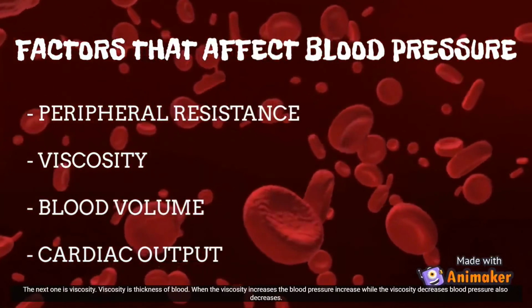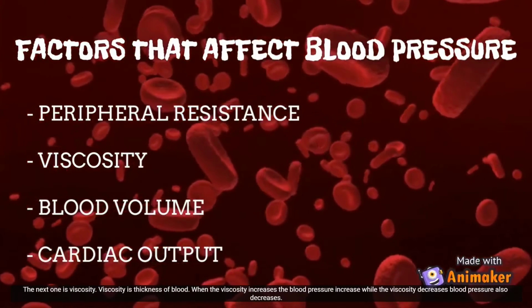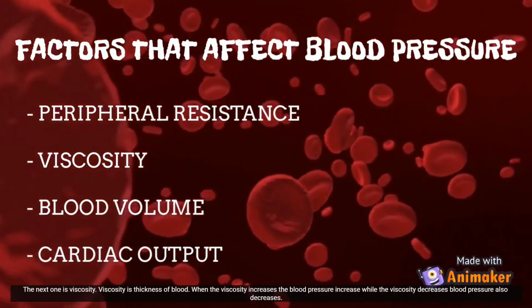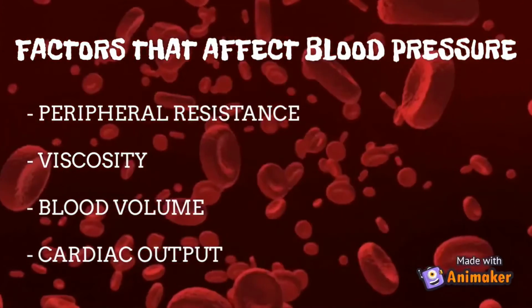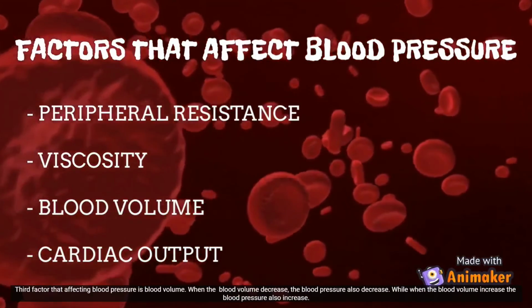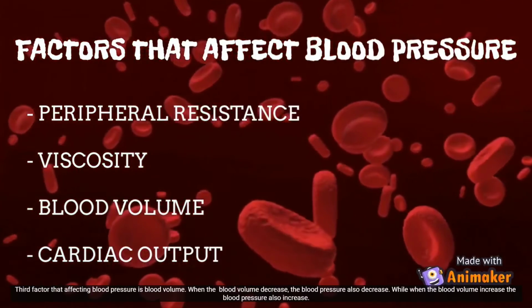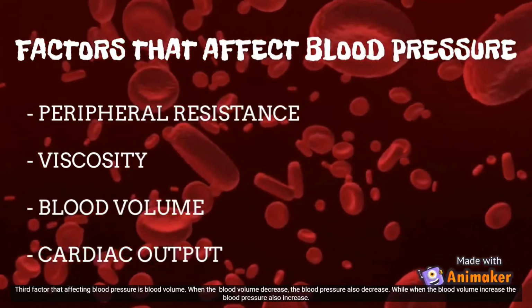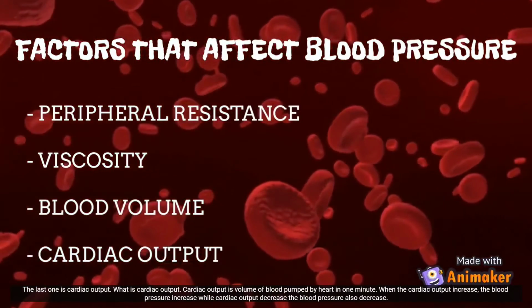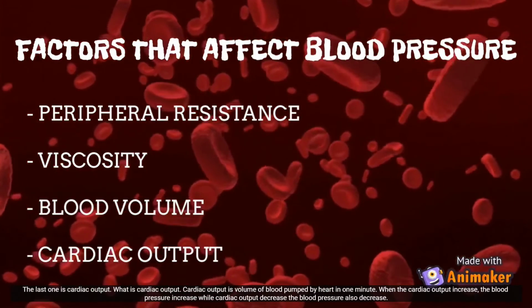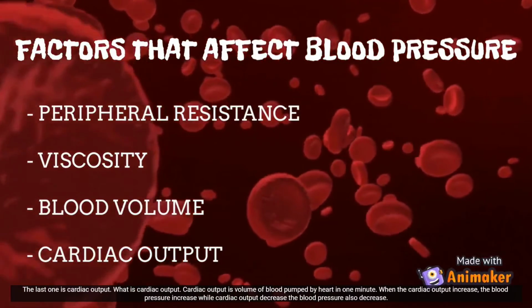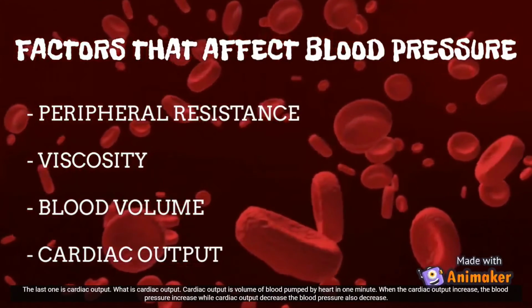The next one is viscosity. Viscosity is the thickness of blood. When the viscosity increases, the blood pressure also increases, while when viscosity decreases, the blood pressure also decreases. The third factor affecting blood pressure is blood volume. When the blood volume decreases, the blood pressure also decreases, while when the blood volume increases, the blood pressure also increases. The last one is cardiac output. What is cardiac output? Cardiac output is the volume of blood pumped by the heart in 1 minute. When the cardiac output increases, the blood pressure increases, while when cardiac output decreases, the blood pressure also decreases.